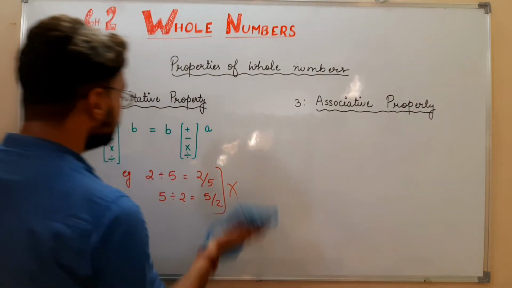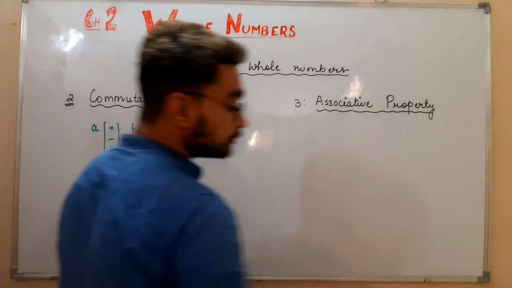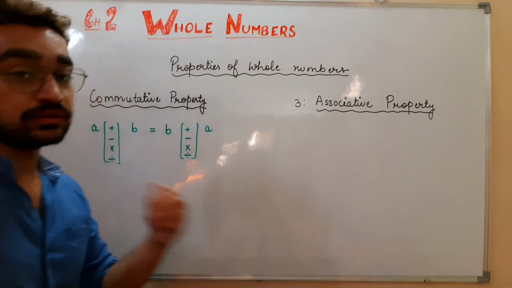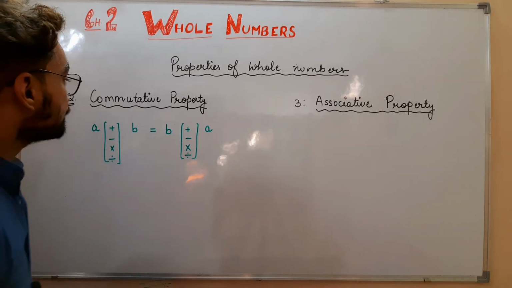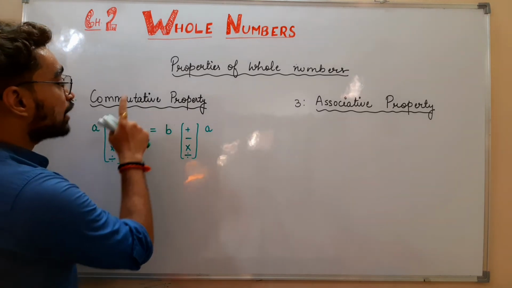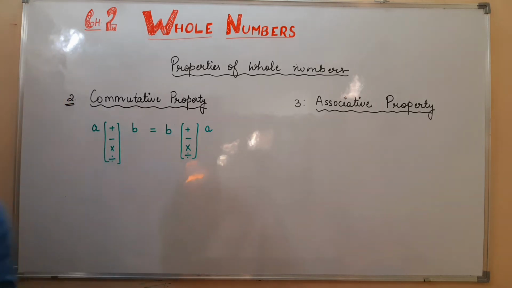It is not only that. Associative property is just the advanced version of that. It says that if commutative property deals with two numbers, then associative property actually deals with three numbers. Means associative property is done in three numbers.